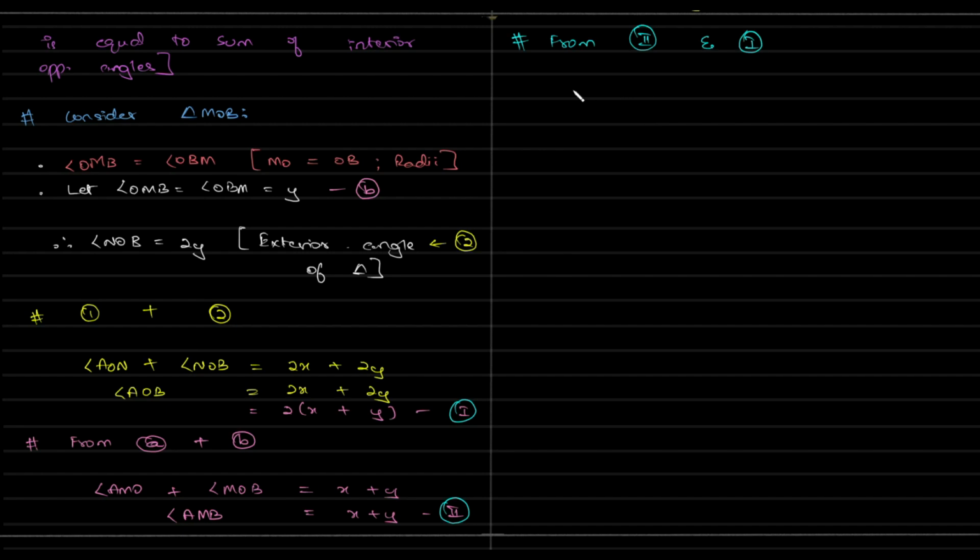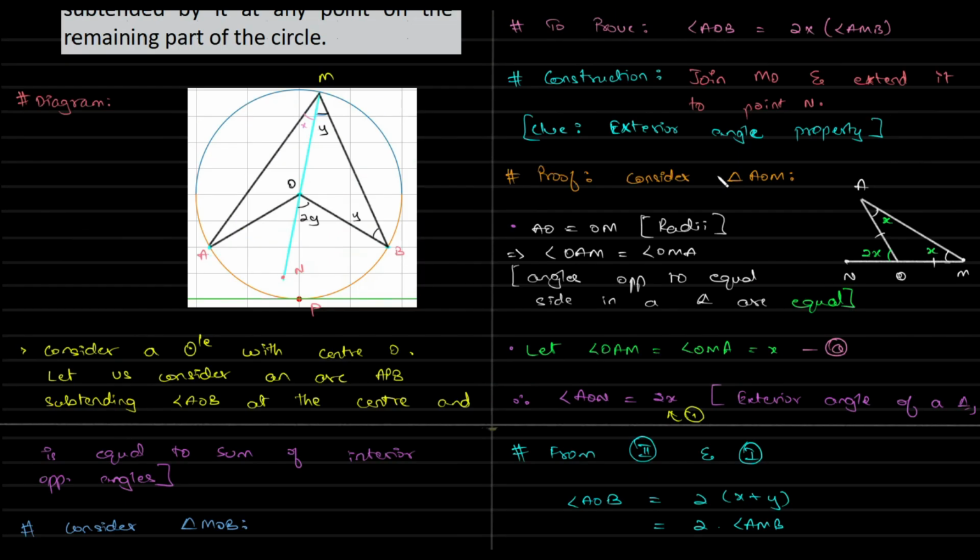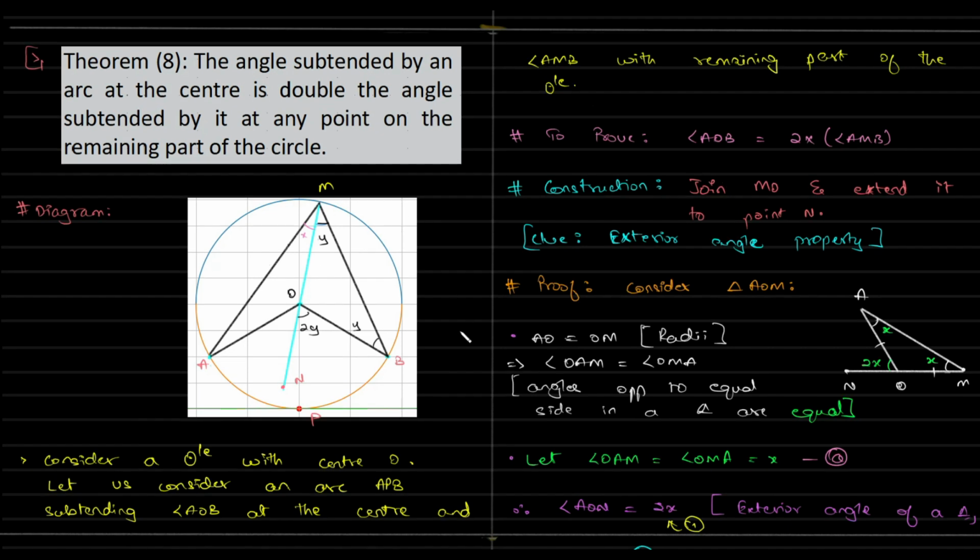So what can we tell? Angle AOB, which is equal to 2 times of x plus y, will be equal to 2 times of angle AMB, hence proved. Right? So this is at the center and that's at the circumference. And we have proved it. So this is 2x, 2y, x and y. So this is your proof.